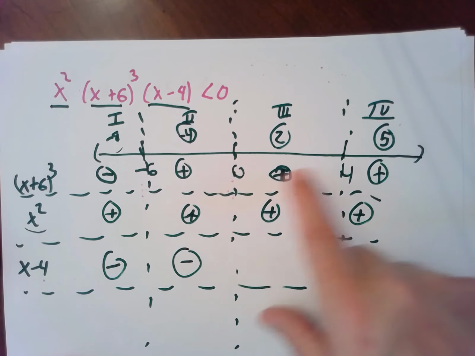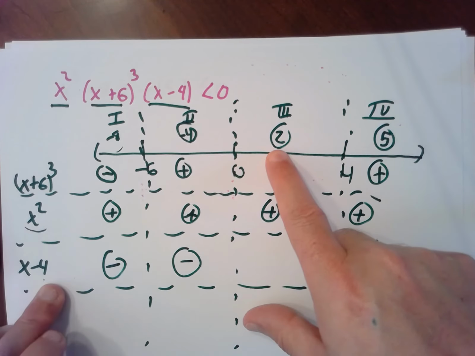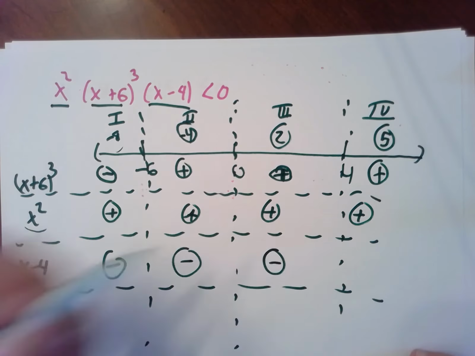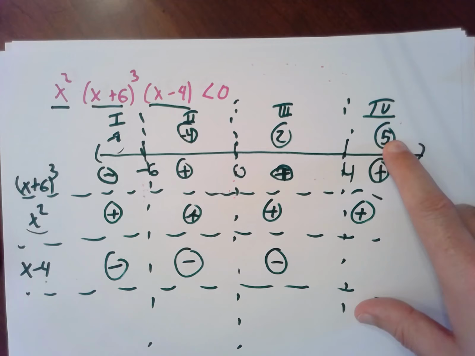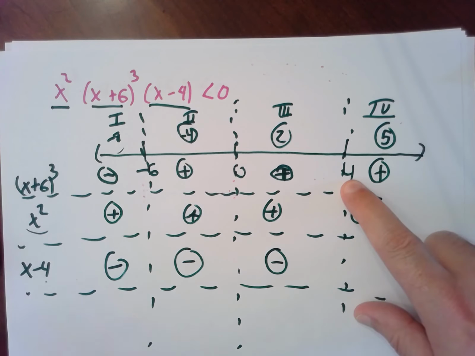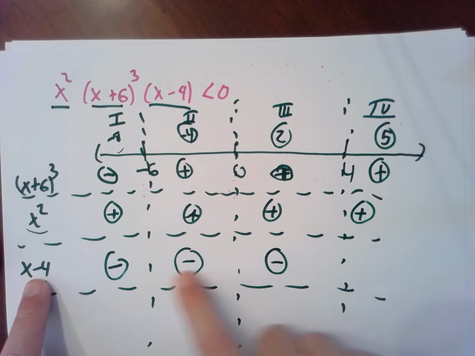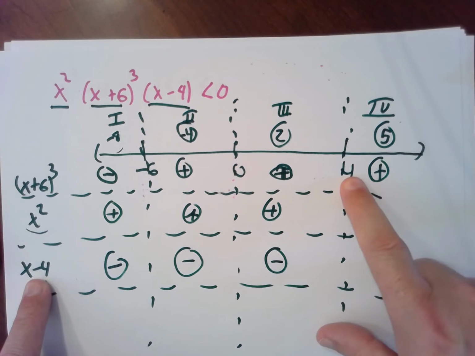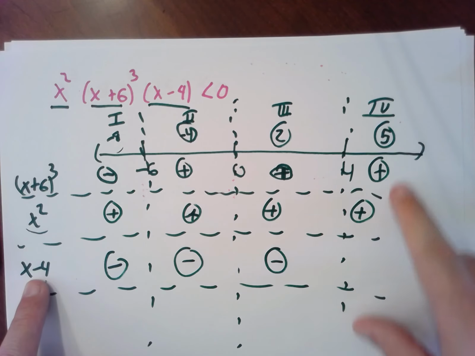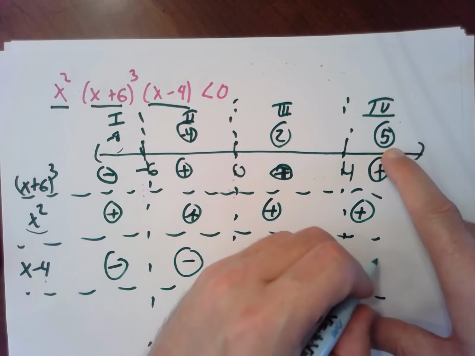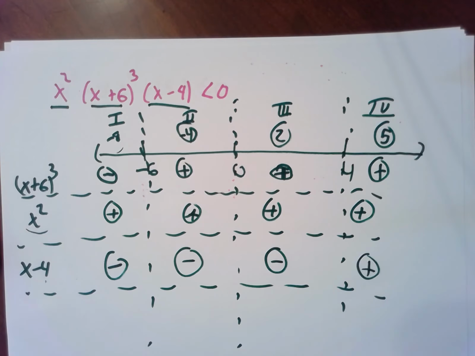Anything between 0 and 4, say 2. 2 minus 4 is negative 2, negative. It's going to switch right there. x minus 4 is going to swap from negative to positive once I cross over 4. 5 minus 4 is 1, that's a positive number. Okay, now that I've got my sign chart filled in, I just multiply down.